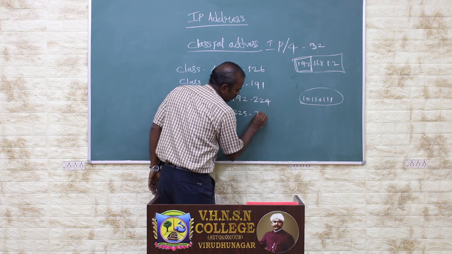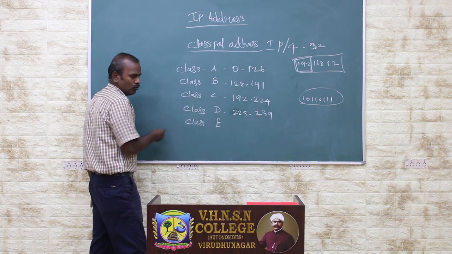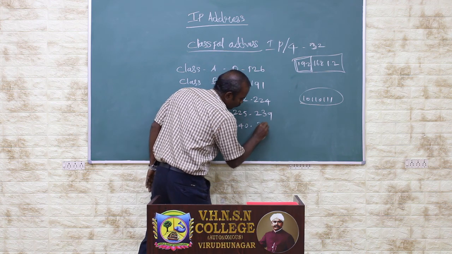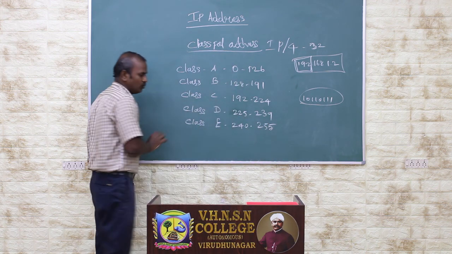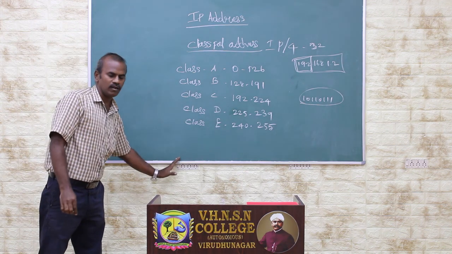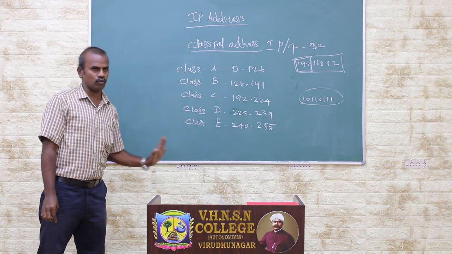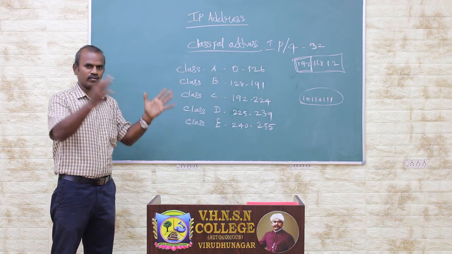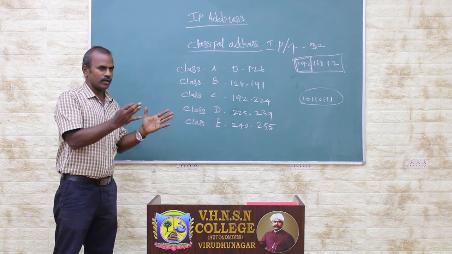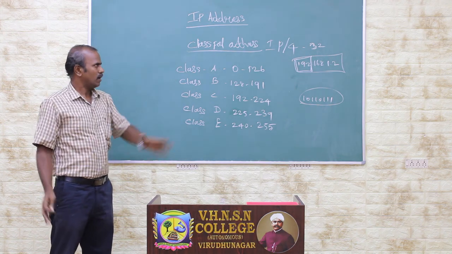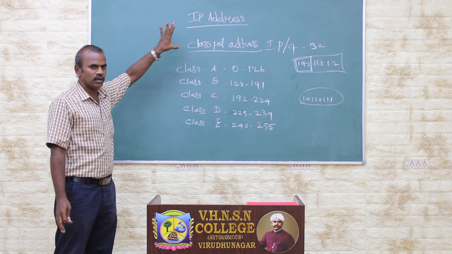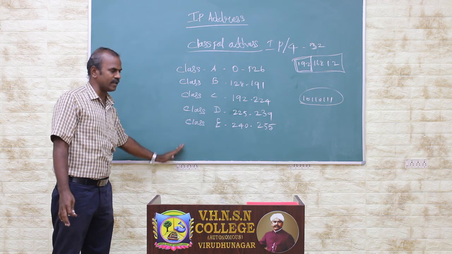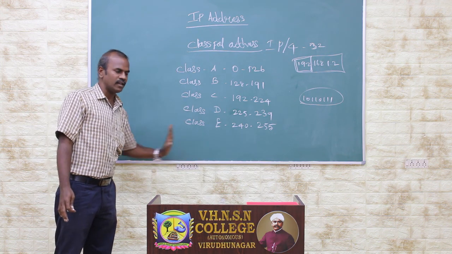225 to 239 belongs to class D. 240 to 255 belongs to class E. So this is the classical version of IP version 4, the classful address. In IP version 4, we have 2 different parts: classful address and classless address. Now we are discussing the classful address. IP version 4 is a 32-bit address with 5 different categories: class A, class B, class C, class D, and class E.